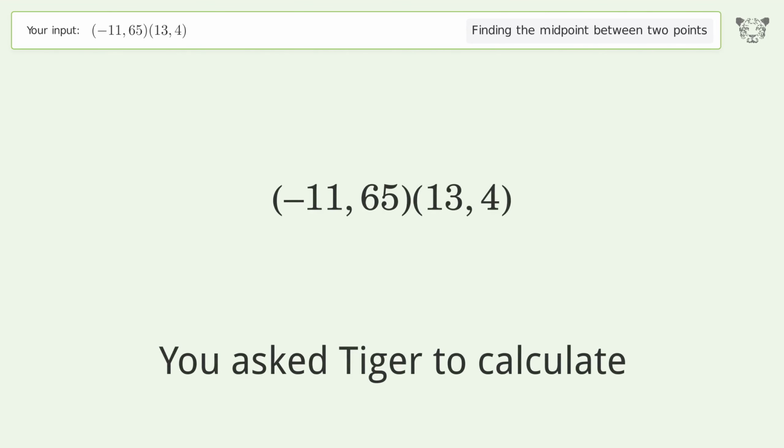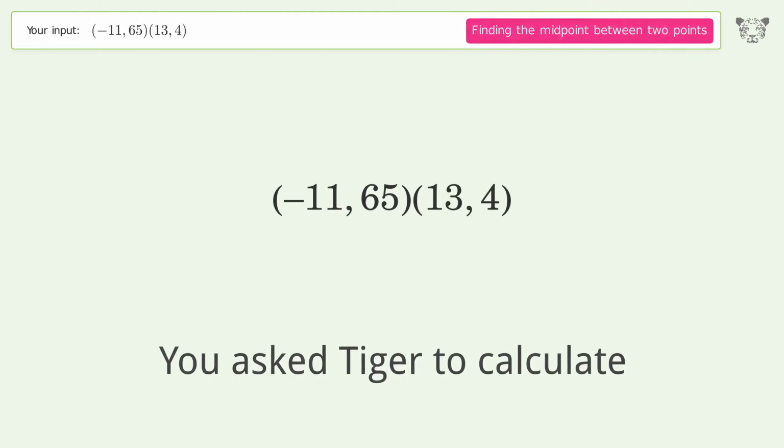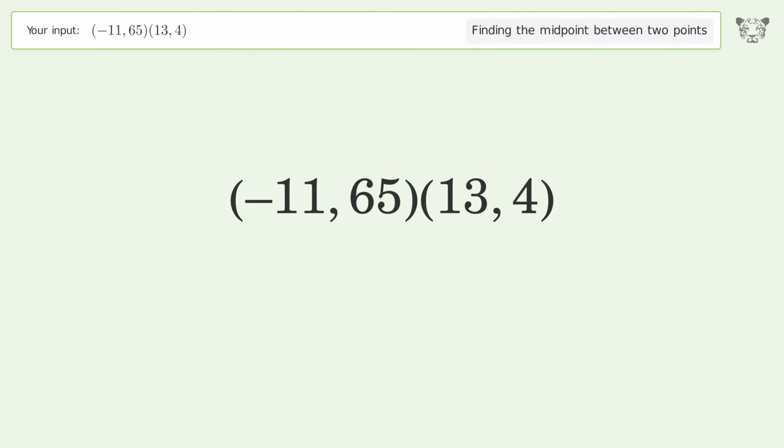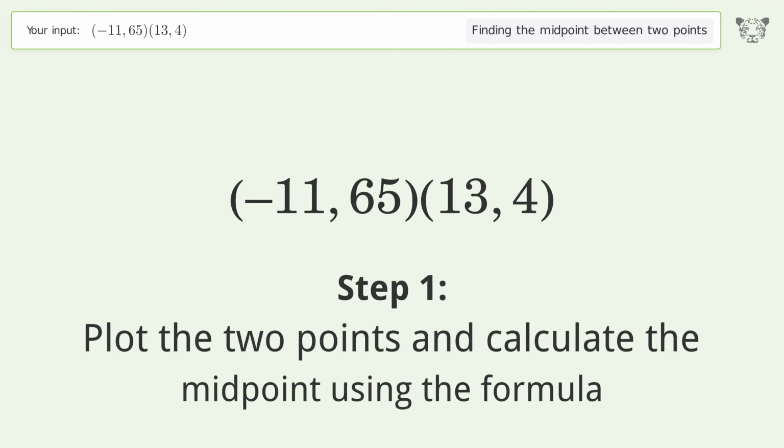You ask Tiger to calculate. This deals with finding the midpoint between 2 points. The midpoint between the 2 points is 134.5. Let's solve it step by step. Plot the 2 points and calculate the midpoint using the formula.